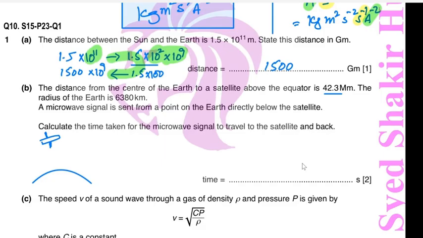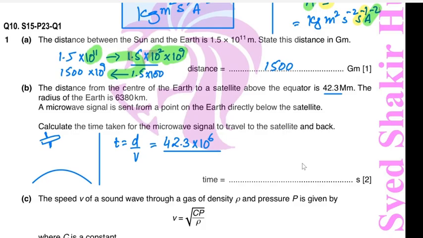So a little IGCSE or O levels knowledge required over here. We need to find time. What is the formula for time? Speed is distance upon time. So time is distance upon speed, right? What is the value of distance given to you? 42.3 mega, that is 10 power 6 meters.